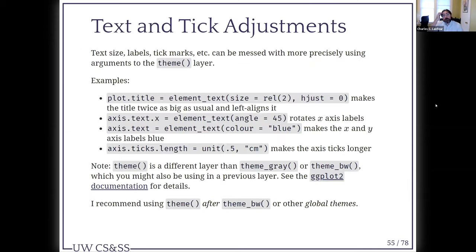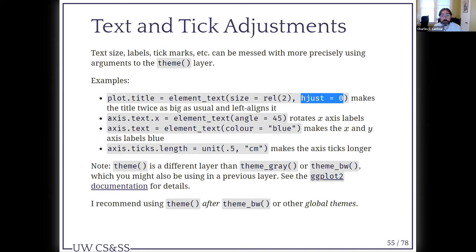Okay, so you can mess more precisely with all sorts of things on these plots using theme, like I mentioned earlier. You could do things like make your plot title much larger by saying plot.title equals element_text(size = rel(2)). This says relative to, makes your thing twice as large as it originally was. 0.5 would be half as large. hjust zero would left align it.